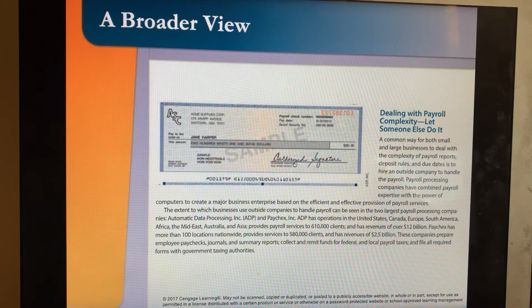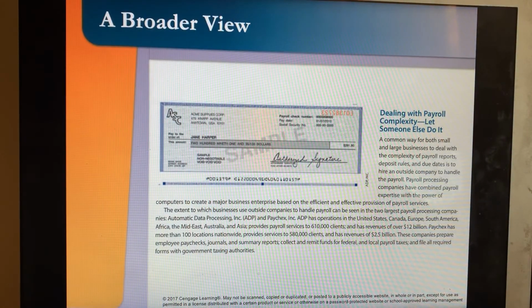So, a broader view, dealing with payroll complexities. Let's do someone else. Okay, so go ahead and take a look at this, read this example, and there are some questions you can answer.